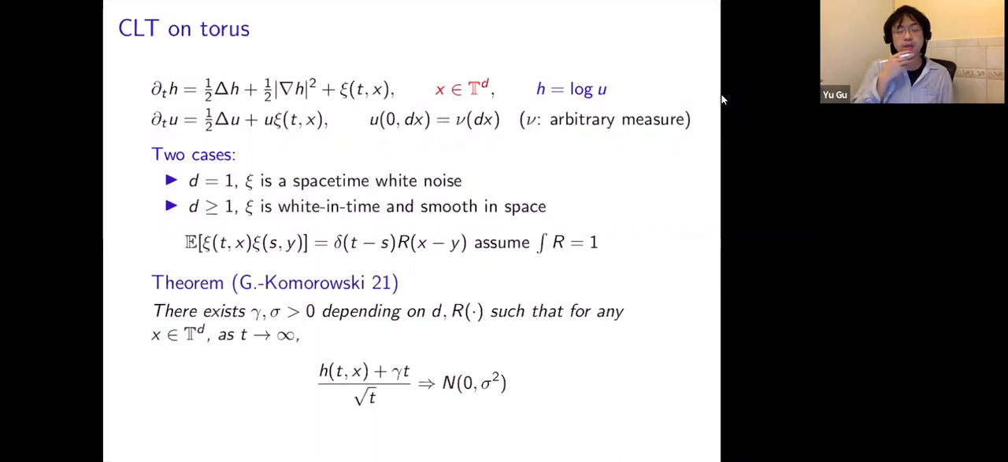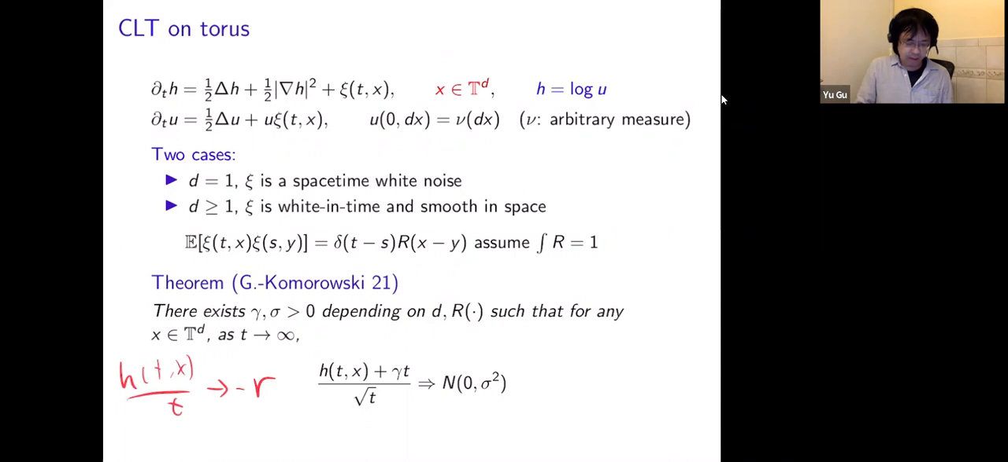And here's the result. We can find two positive constants, gamma and sigma. They only depend on the dimension and R. In the 1+1 space-time white noise case, they only depend on the dimension. If I look at a fixed point x, then as t goes to infinity, I have this weak convergence. This is a standard form of a central limit theorem. The corresponding law of large numbers is just that h(t,x) divided by t converges to minus gamma. Then you look at the error in your law of large numbers, and this is your central limit theorem. So that's the main result.